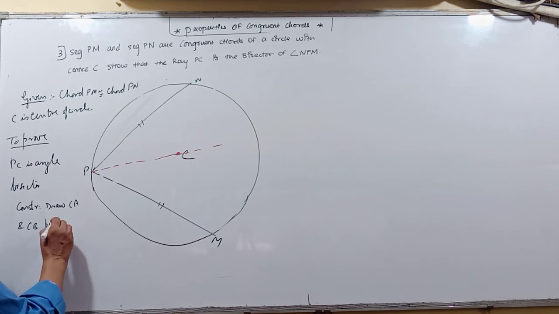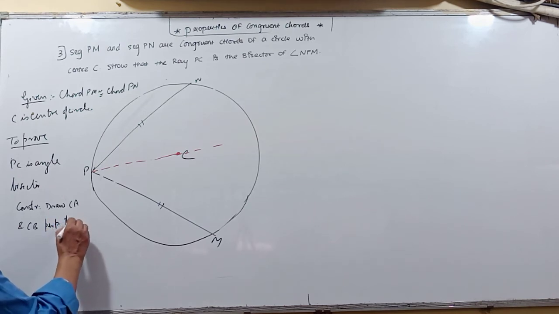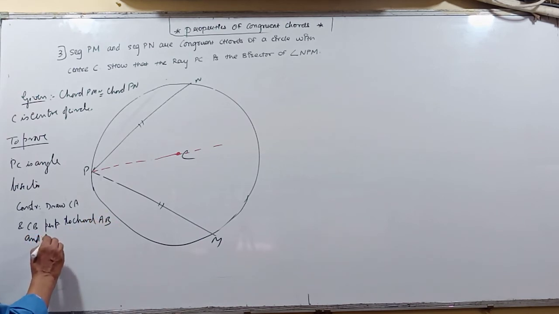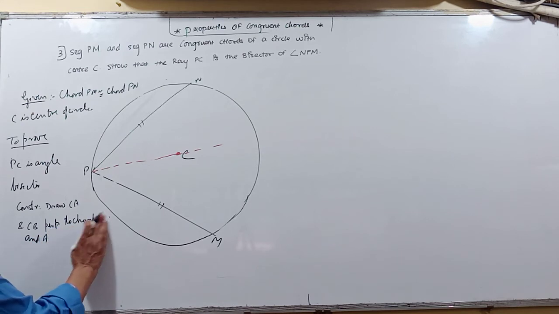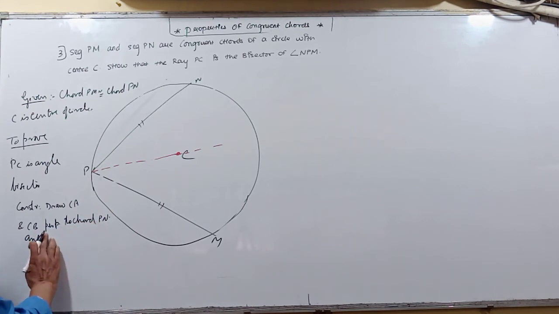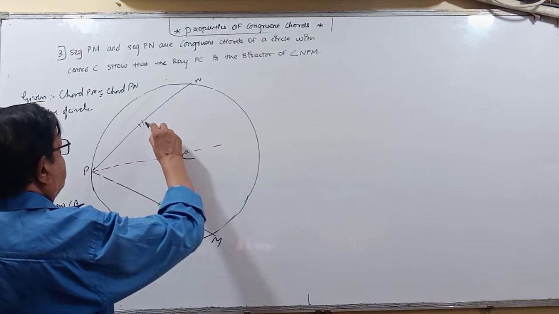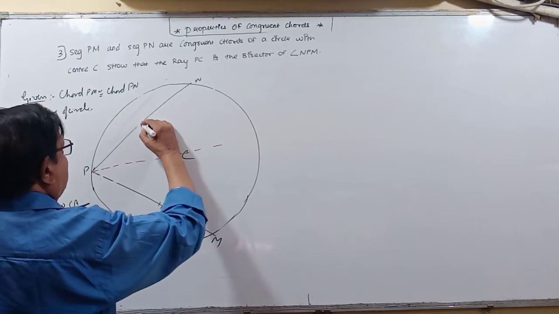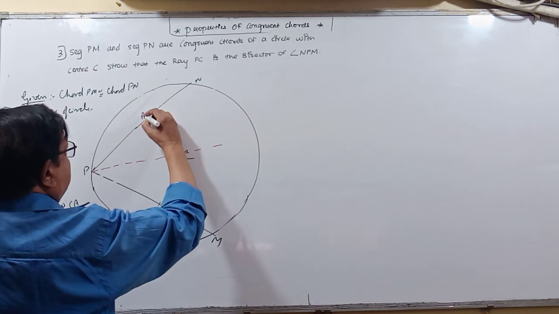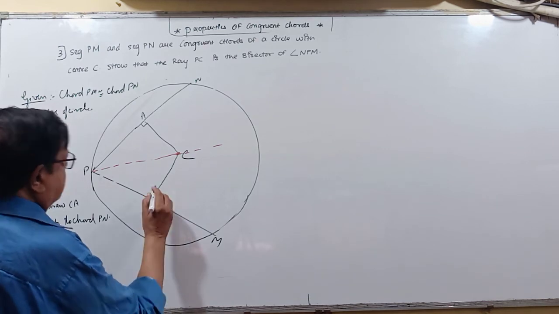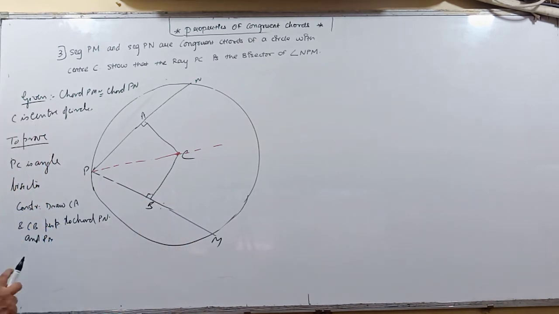Draw perpendicular to chord PN, that is CA, and perpendicular to chord PM, that is CB. So we will draw perpendicular, this angle 90 degrees. This is A, and this angle here 90 degrees. Now we have drawn the perpendiculars. That is the construction of your proof.